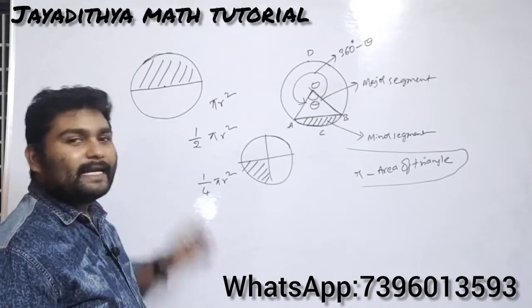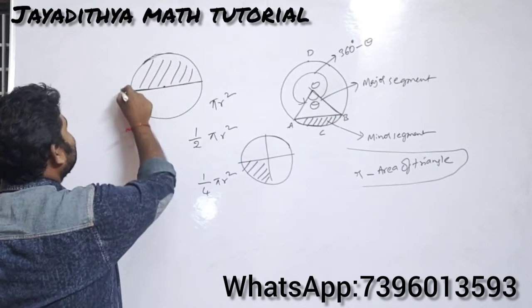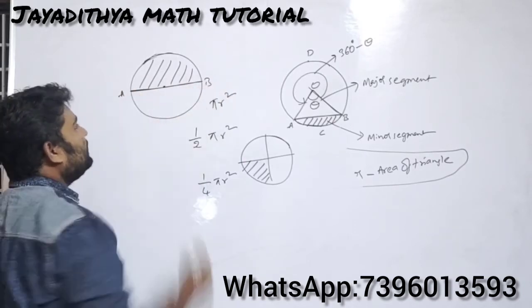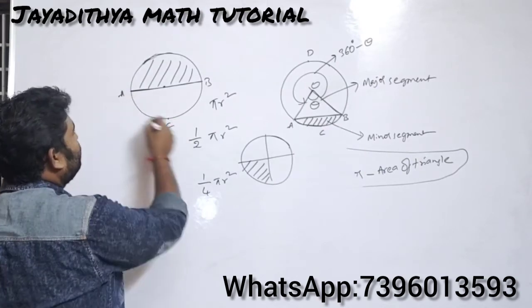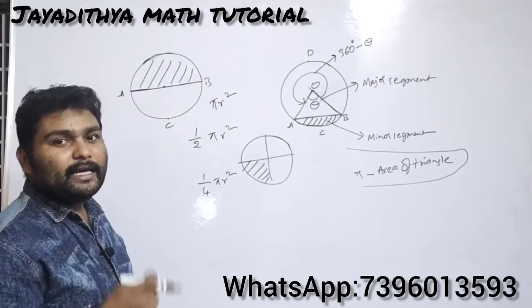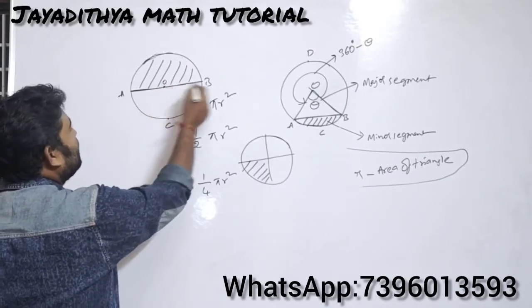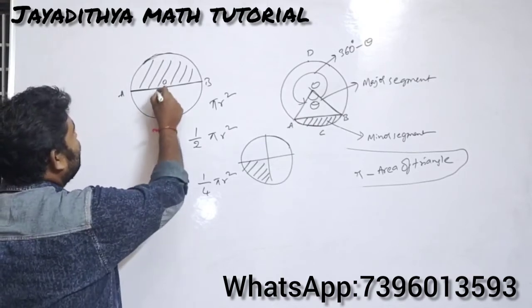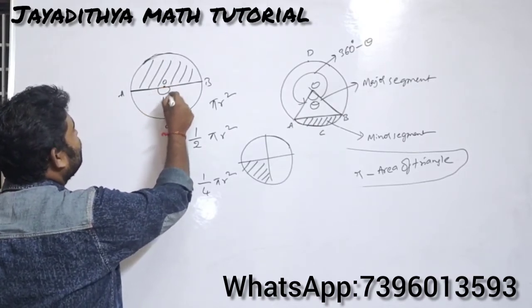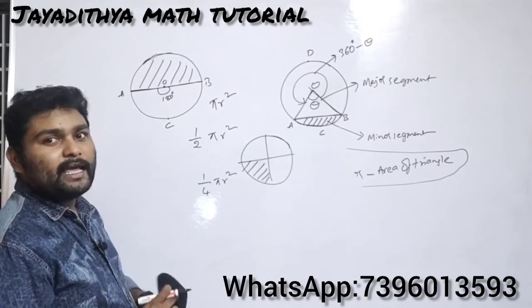Actually, how you are getting these, see here. Let us take these points as A and B. Here ACB is nothing but the arc of the circle, and if you take O here, OA is the radius and OB is also the radius. Here it is making 180 degrees. The angle between the two radii is nothing but 180 degrees.